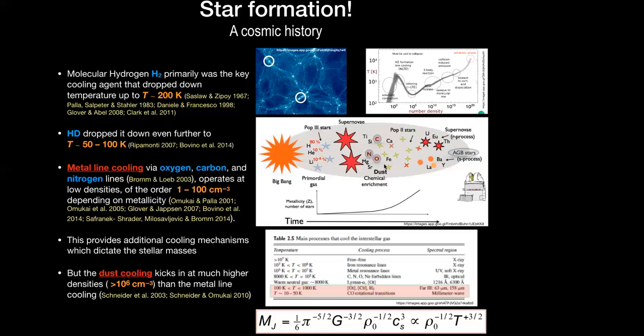So these metal line cooling agents were providing the cooling in the star forming gas, and the temperature was dropping fairly significantly, I mean, much below 200 Kelvin. And that actually affects the Jeans mass, which is the mass of the fragment with which you start in terms of the star formation and the mass growth. So these metals available for the next phase of star formation provided efficient cooling, and the Jeans mass was dropping down. And then we proceed further.